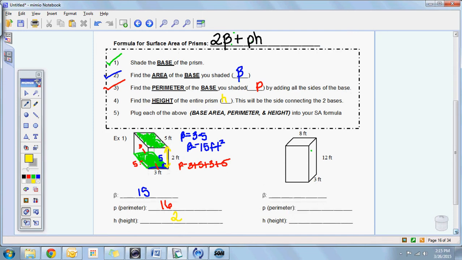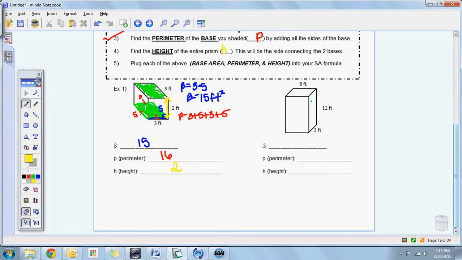So now I have all the pieces of the puzzle. I just need to plug it into my formula. And I'm going to rewrite it here. You have it on your notes at the very top. But remember, the formula to find the area of a prism is going to be 2 times the base area plus perimeter times the height. So I'm going to plug all these numbers into the corresponding section here.